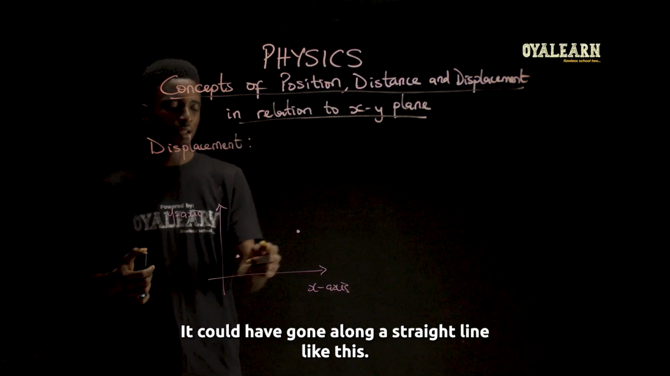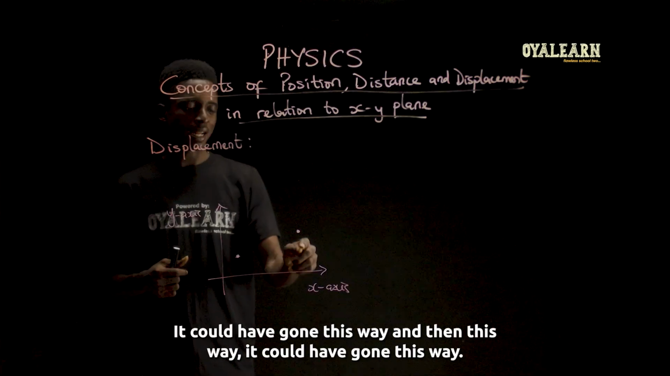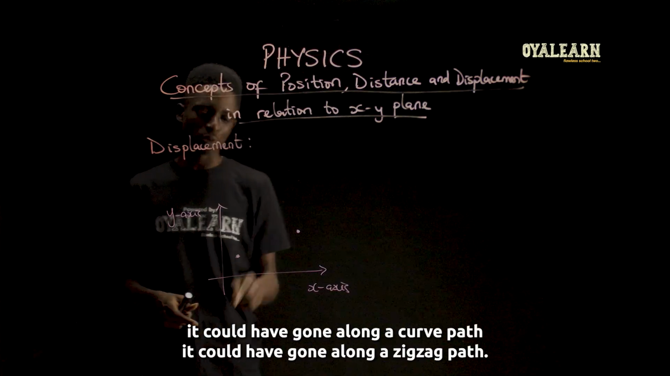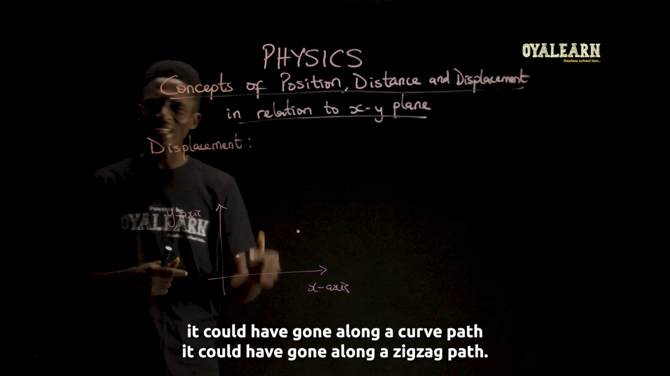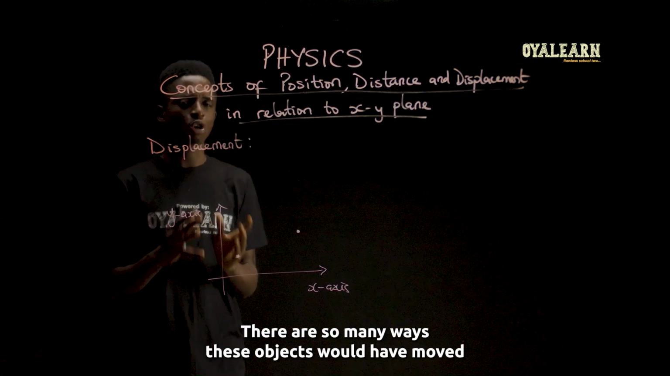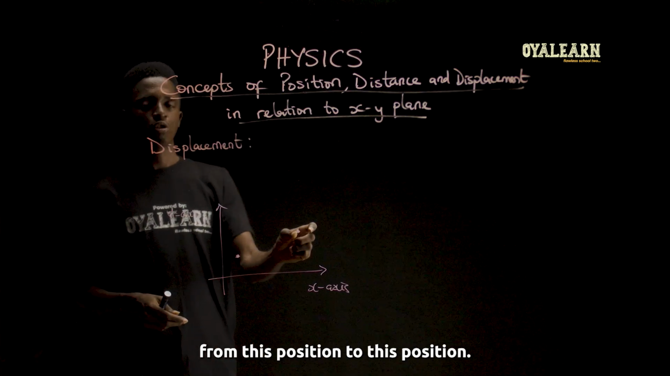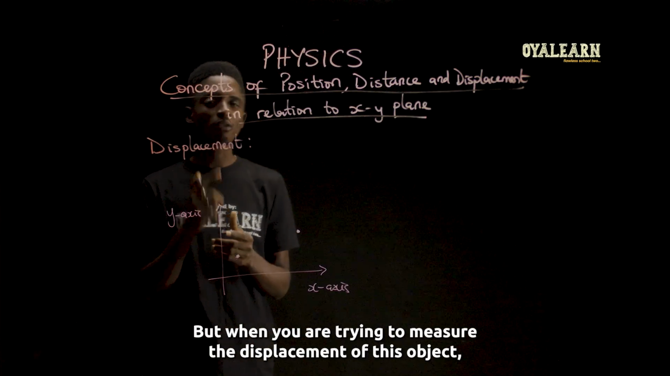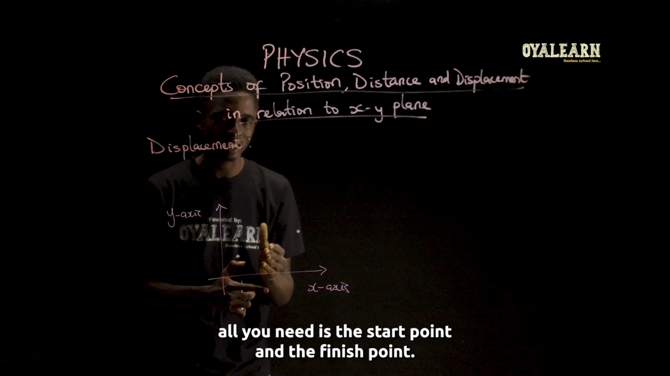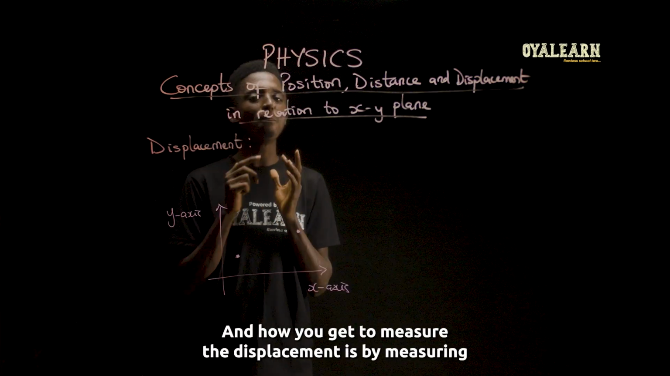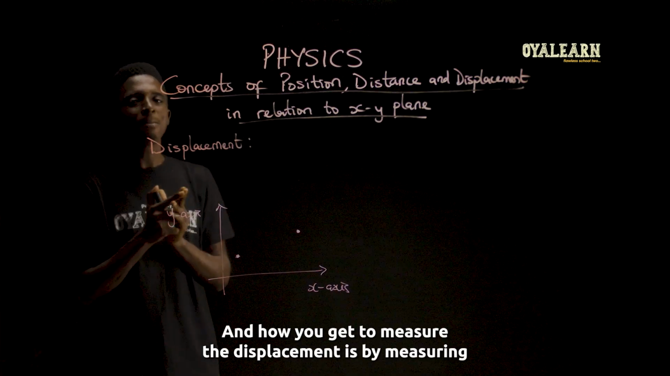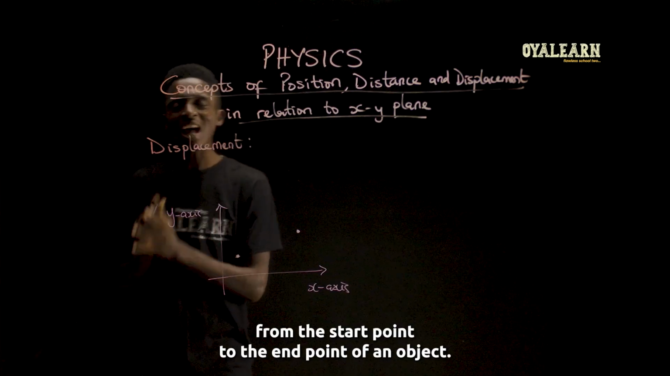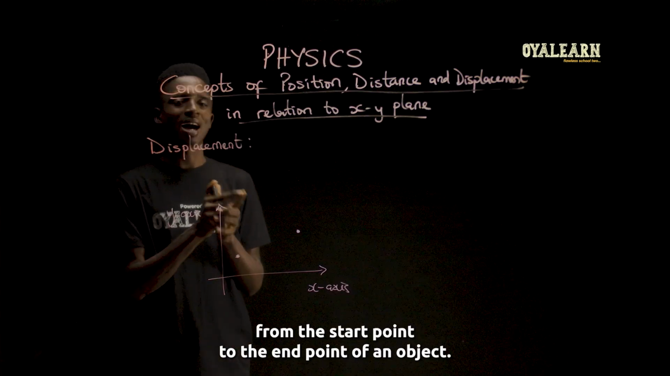It could have gone along a straight line like this. It could have gone this way and then this way. It could have gone this way and then this way. It could have gone this way, this way, this way. It could have gone along a curved path. It could have gone along a zigzag path. There are so many ways this object would have moved from this position to this position. But when you're trying to measure the displacement of this object, all you need is the start point and the finish point. And how you get to measure the displacement is by measuring the shortest straight line distance from the start point to the end point of an object.